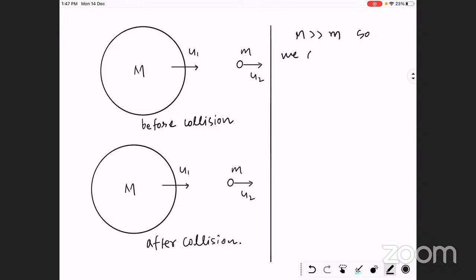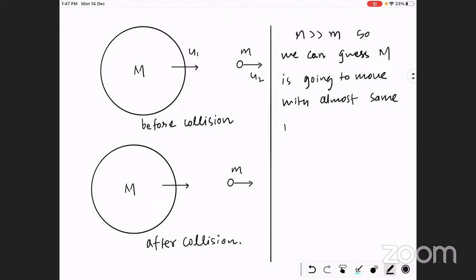So capital M is very greater than small m, so we can guess capital M is going to move with almost same velocity after collision. Am I right?